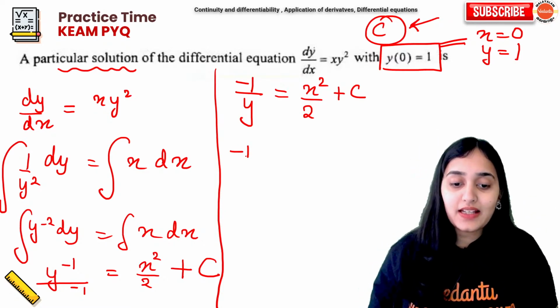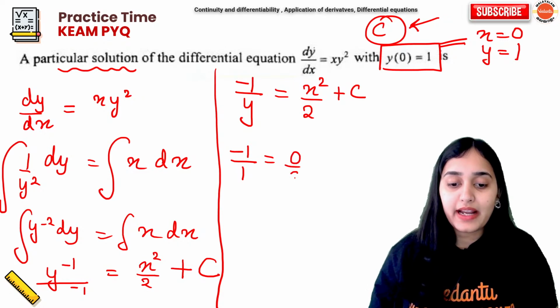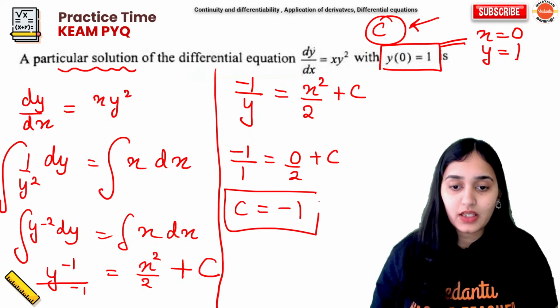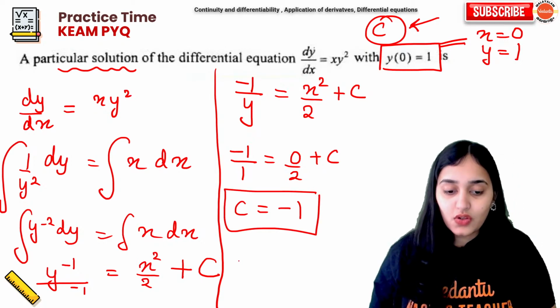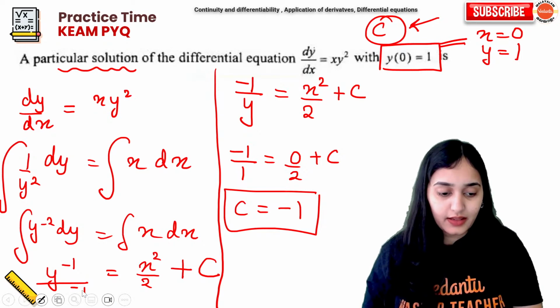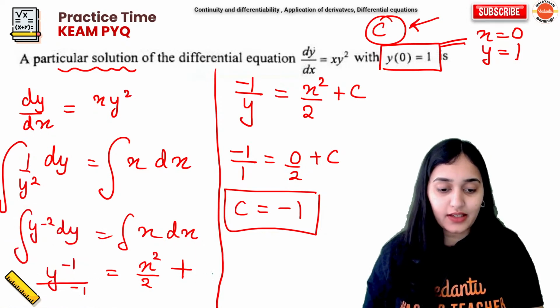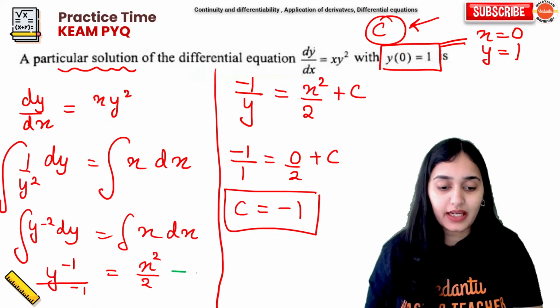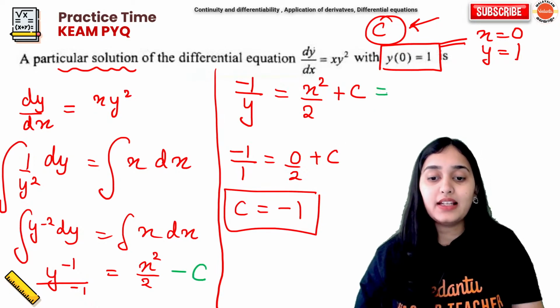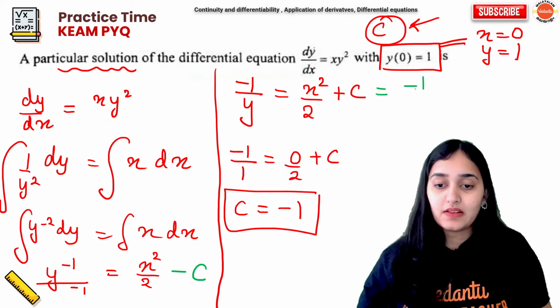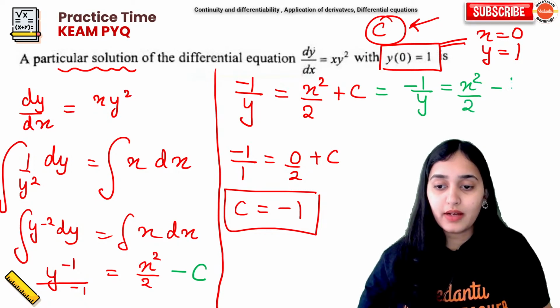So put minus 1 upon 1 equals 0 by 2 plus c. So c is equal to minus 1. Just put it over here. We will remove c and write the value of c, so it will be minus 1. So my final equation will become minus 1 upon y is equal to x square by 2 minus 1.